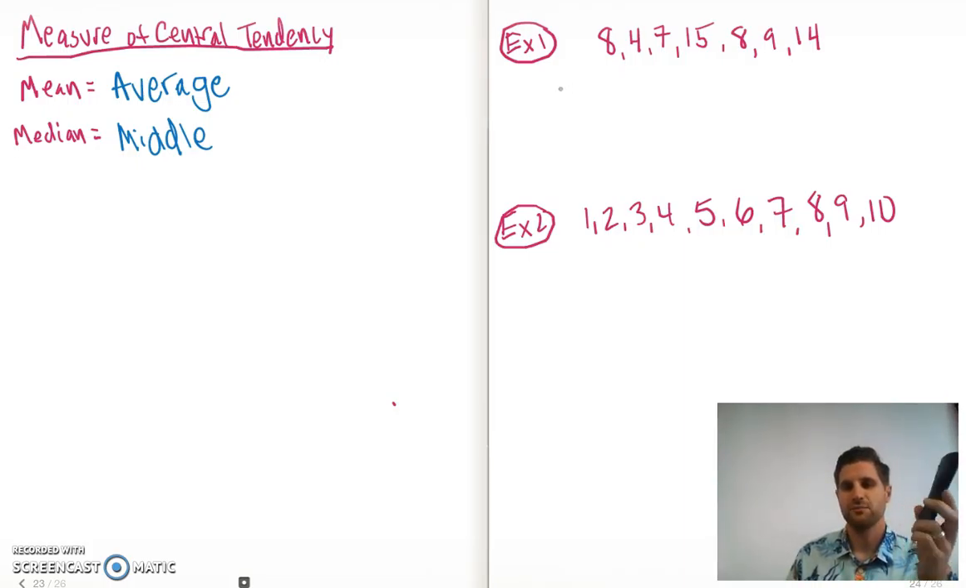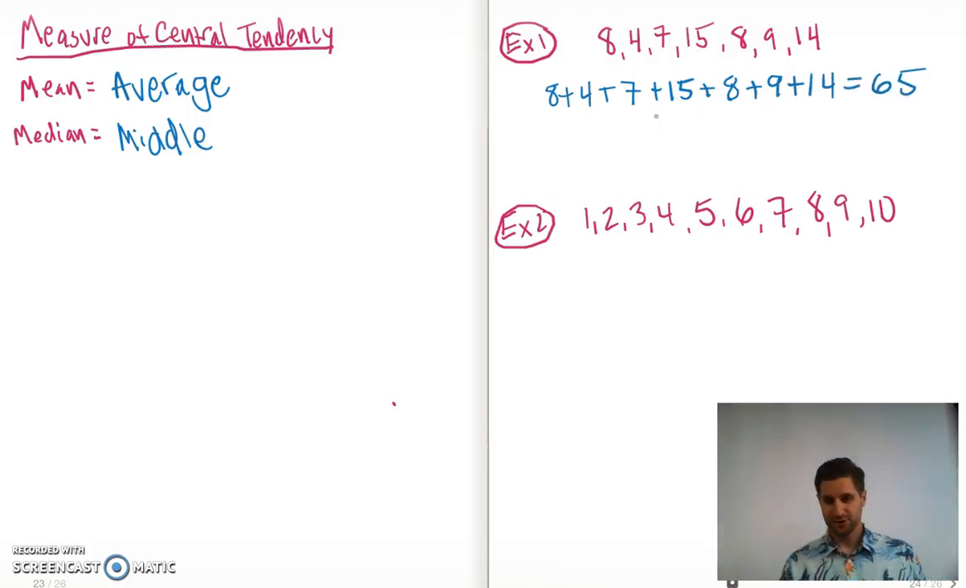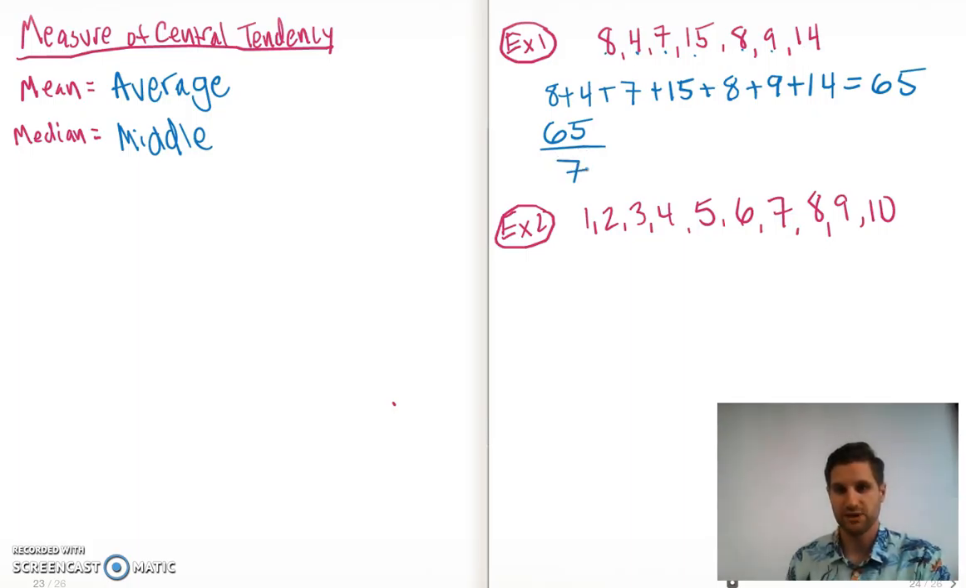Okay, so I'm going to add them all up, and I'll even write it out. Whatever I write, you have to write. Okay, so we get 65. The average is basically adding up everything I have, and then dividing it by the number of things that I have. I have 1, 2, 3, 4, 5, 6, 7 numbers. So I'm going to divide it by 7.